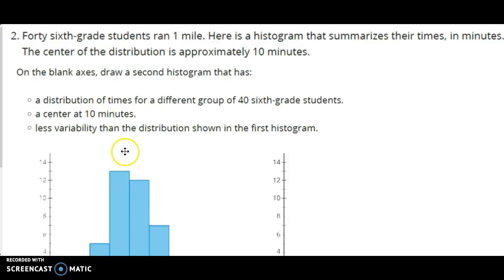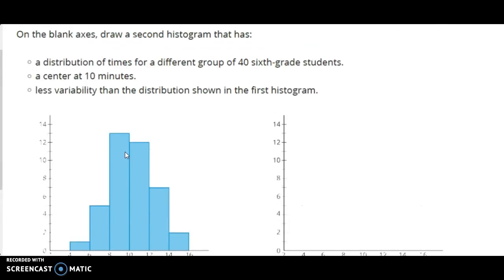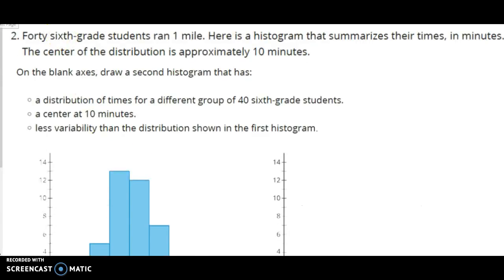Okay, number 2, I want you to actually try this one on your own. So you're going to pause the video, try number 2 totally on your own, look up when you're done. Okay, let's go over it.